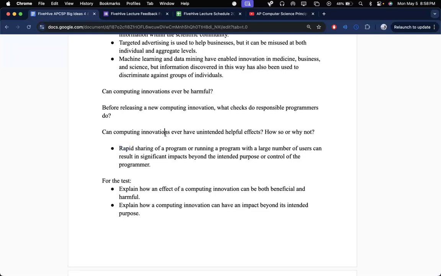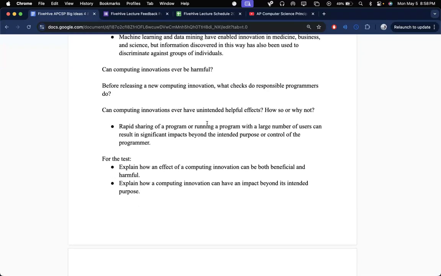Can computing innovations ever have unintended helpful effects? What do you guys think? Yes, right? There are unintended effects on both sides. How so? Well, they can lead to advances in other fields. For example, a computing innovation that was intended to be used in science, say the biology realm, can be transferred and used somehow in the English realm, or in an arts way. So that's an example.